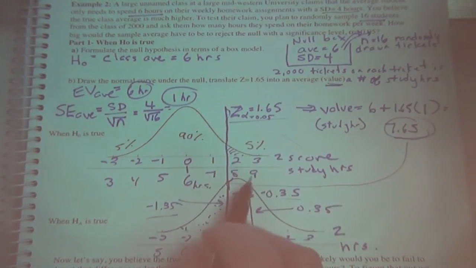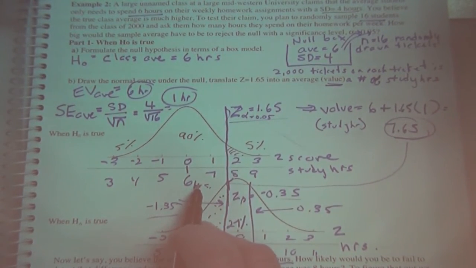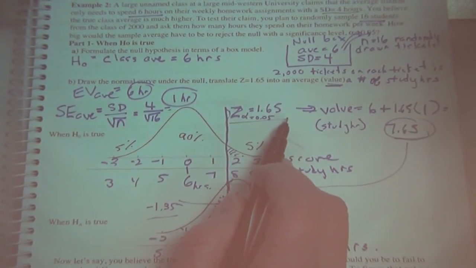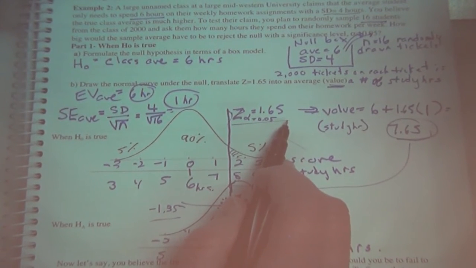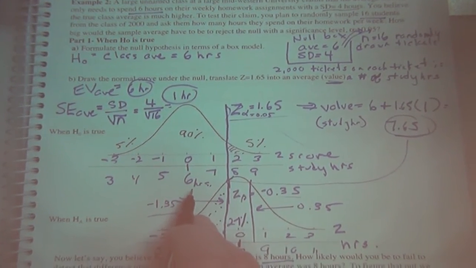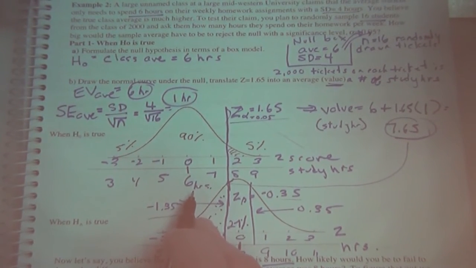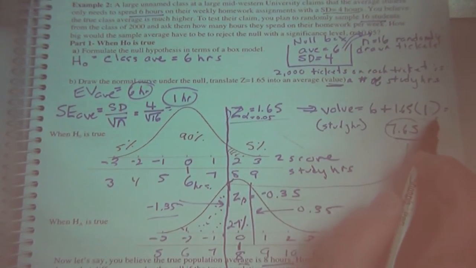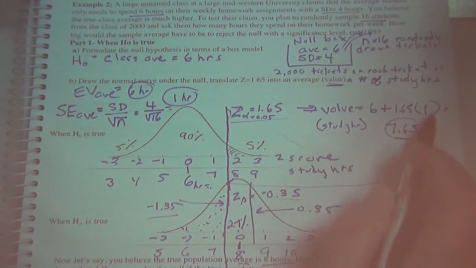Now, that's the z-score, which is unit free, but we want to change it to hours. That's not 1.65 hours, that's 1.65 standard errors above our expected value under the null. Our expected value under the null is 6, so starting there, it's 6 plus 1.65 times the standard error. Now, how did we get that standard error?